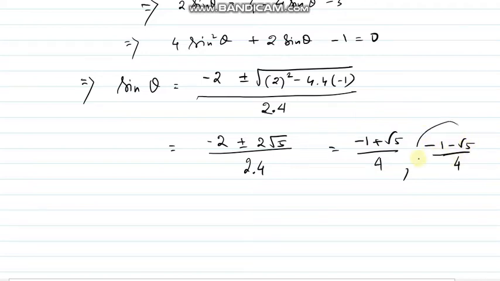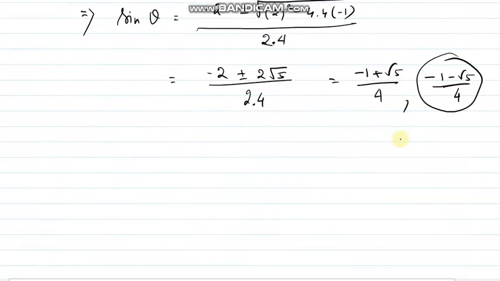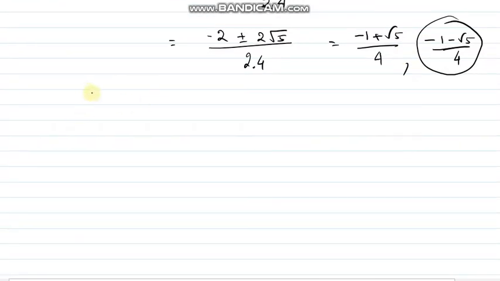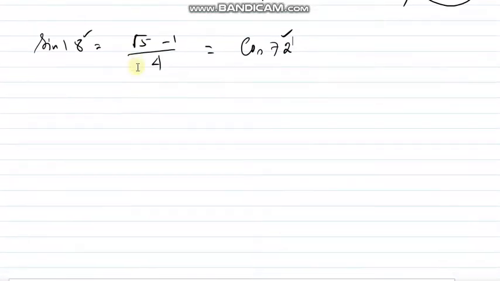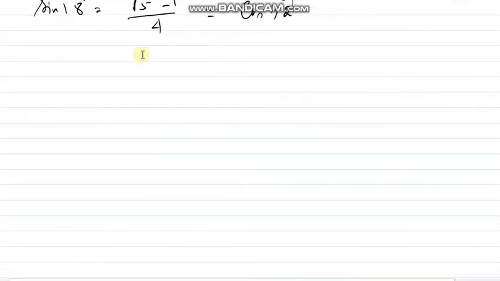But this one is a negative term. As sin 18 is in the first quadrant, it can't be negative. So the value of sin 18 we got is root 5 minus 1 divided by 4, which is also equal to cos 72, right? Because 18 and 72 are complementary angles. Correct? So further, let me proceed and try to find the value of cos 18.